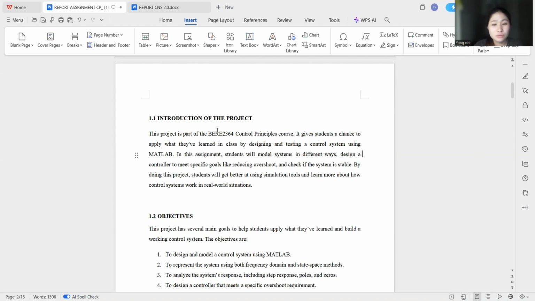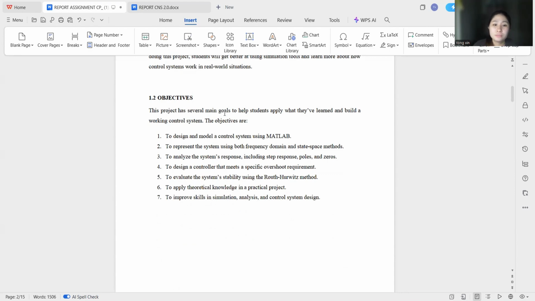This project is part of the BERE2364 Control Principle course. It gives students a chance to apply what they have learned in class by designing and testing a control system using MATLAB. In this assignment, students will model systems in different ways, design a controller to meet specific goals like reducing overshoot, and check if the system is stable. By doing this project, students will get better at using simulation tools and learn more about how control systems work in real-world situations.